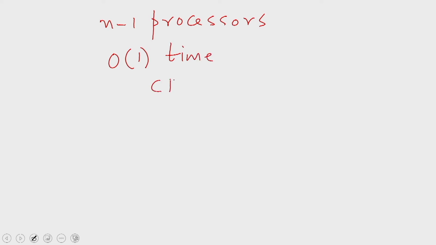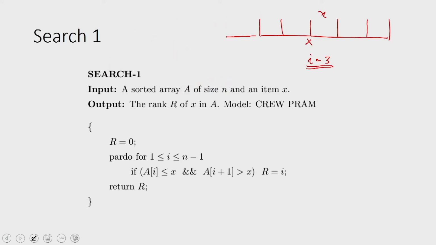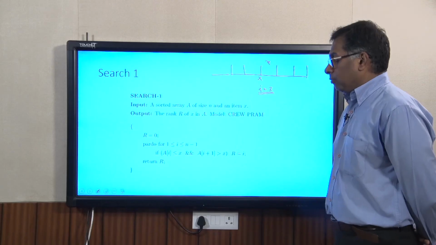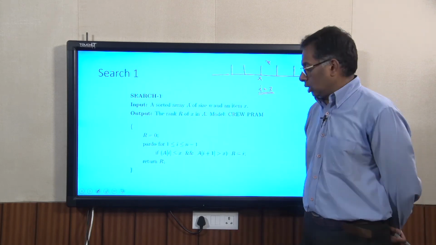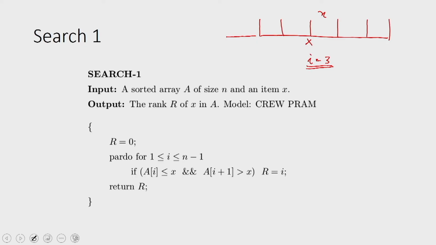So, here we have assumed that the model is CREW, but where did we use the concurrent read? If you look at the code, you would not think that concurrent read is being used anywhere, because the access to A[i] and A[i+1], since they are synchronized, will never cause a read conflict. When the ith processor is accessing A[i], the (i+1)th processor is accessing A[i+1]. Later, when the ith processor is accessing A[i+1], the (i+1)th processor is accessing the A[i+2] element. Therefore, there will be no read conflict.